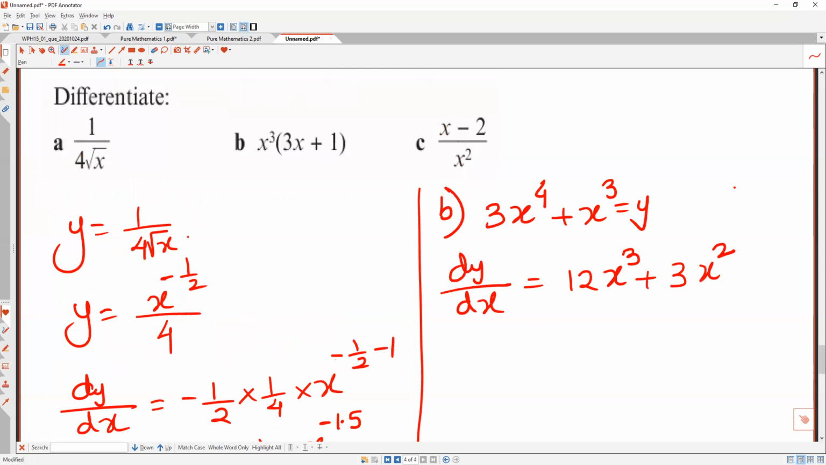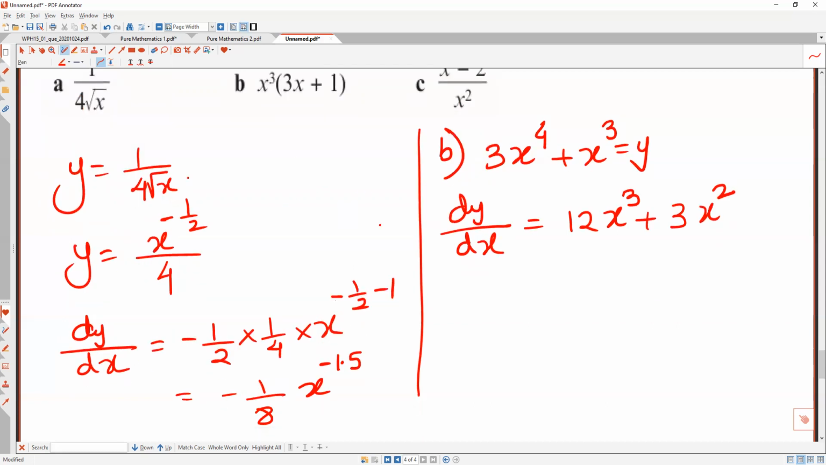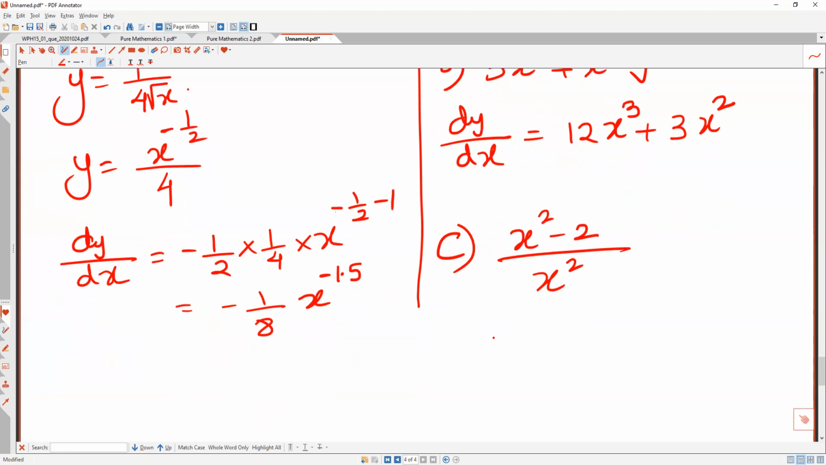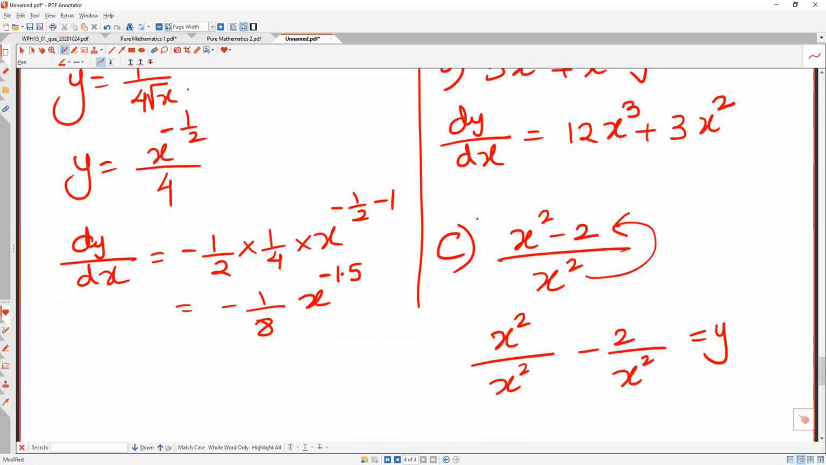Sometimes students feel the C part is challenging, so let's do the C part. x square minus 2 divided by x square. In order to do this, this is how you would do it: x square divided by x square minus 2 divided by x square. Or if you really want, you can bring it up and write x raised to minus 2. But that will feel complicated, so I'm doing the second method. So x square and x square get cancelled.